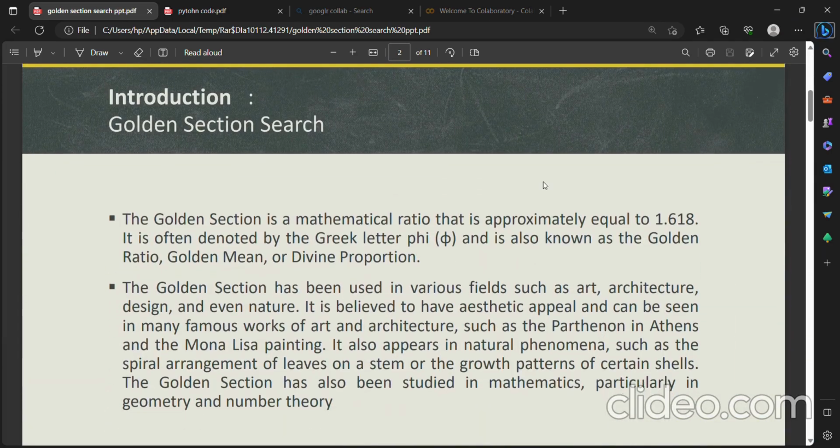The golden section is a mathematical ratio that is approximately equal to 1.618. It is often denoted by the Greek letter phi and is also known as the golden ratio, golden mean, or divine proportion. The golden section has been used in various fields such as art, architecture, design, and even in nature. It is believed to have an aesthetic appeal and can be seen in many famous works of art and architecture, such as the Parthenon in Athens and the Mona Lisa painting. It also appears in natural phenomena, such as the spiral arrangement of leaves on a stem or the growth patterns of certain shells. The golden section has also been studied in mathematics, particularly in geometry and number theory.